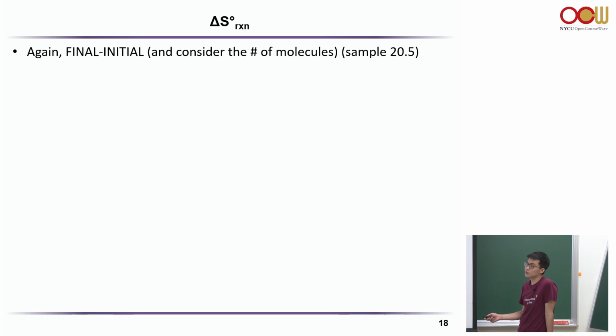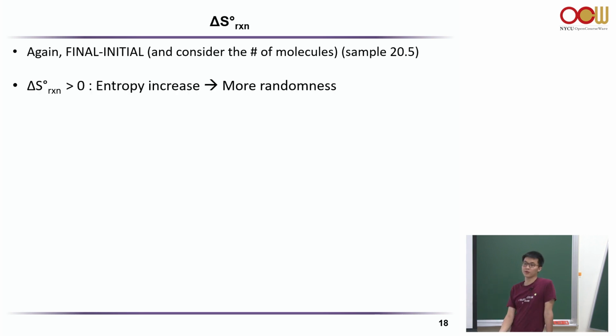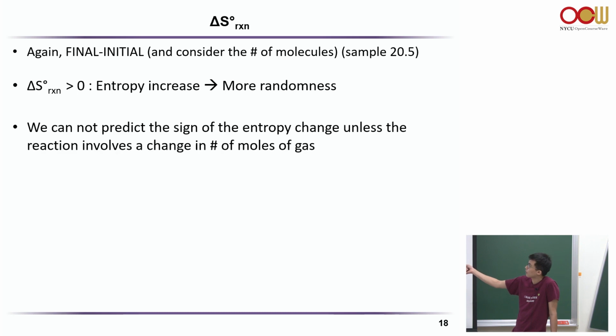So you have already seen this multiple times, final minus initial, but consider the stoichiometry. Because of the law of thermodynamics, if your entropy change is larger than 0, that means it becomes more random. That is favored. It's really hard to predict the sign because there are always exceptions. But if there's a change in the number of moles of gas, we definitely know there's an increase in entropy.